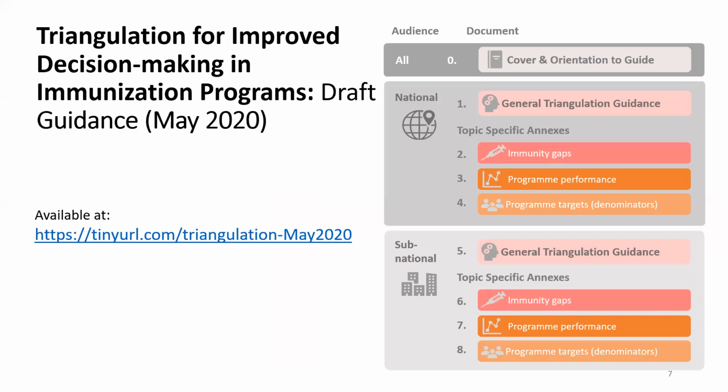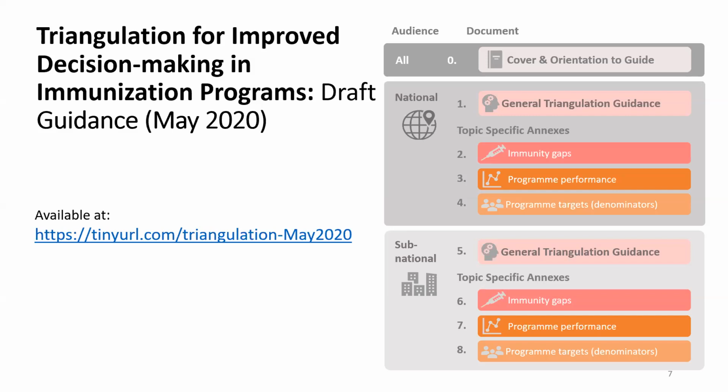But just to give you a bit of an outline on what's going to be included, there's actually 9 different documents that will be included. And we've tried to organize it by the audience that would be interested. So I encourage, if you're interested, to first take a look at document number 0. It's actually just a 2-page cover and brief orientation to the guide. And everyone should definitely take a look at that first.